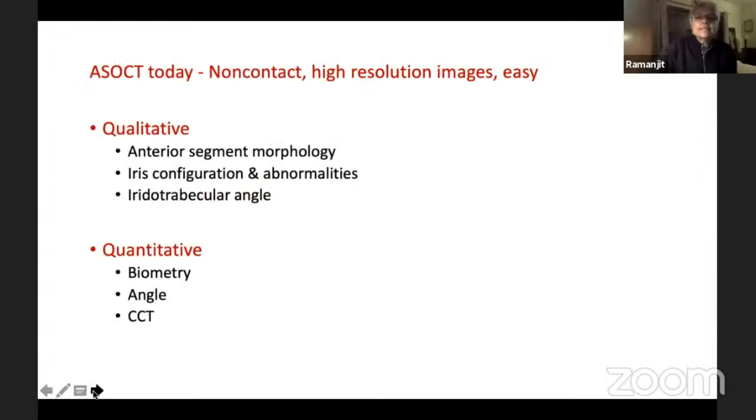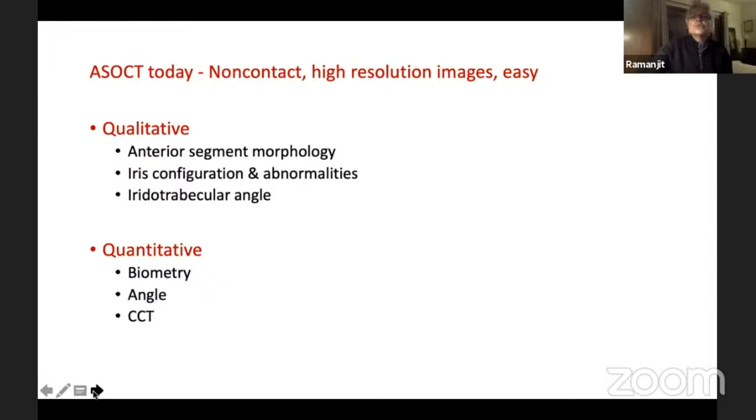So basically, the reason that we think about an anterior segment OCT today is that it is non-contact as compared to gonioscopy. It gives us really high resolution images, and it doesn't need Dr. Tanuj to be doing a test. Any technician can do it. So it's an easy non-contact high resolution image, which gives us some indication, both qualitative and quantitative.